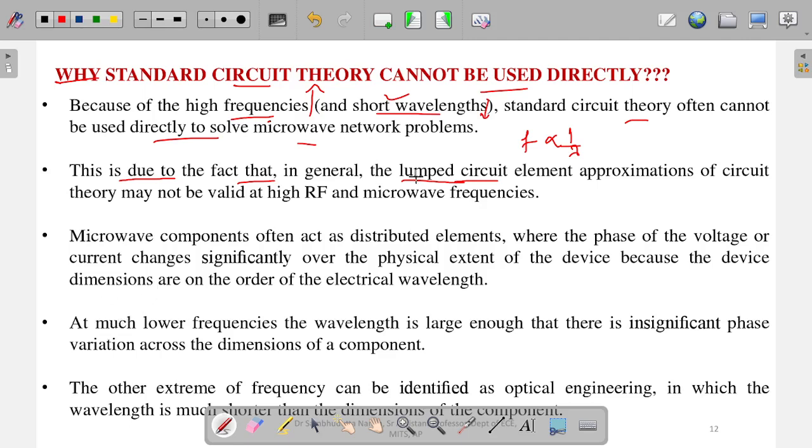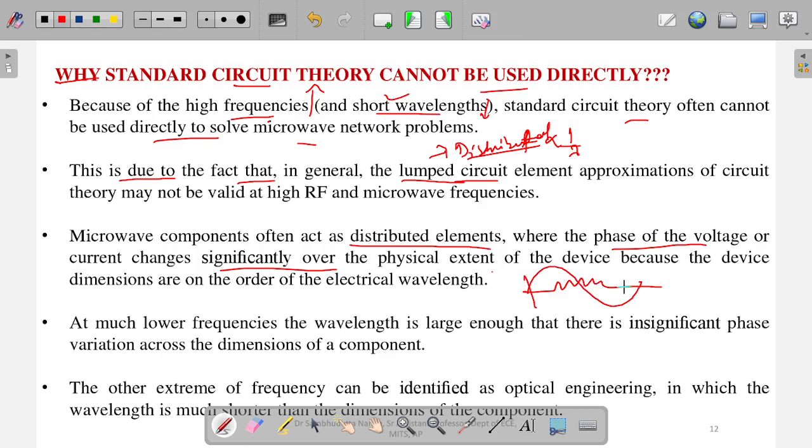In microwave, instead of lumped elements we use distributed elements. You might have learned about distributed elements in transmission lines also. Microwave components often act as distributed elements, as I have told now, where the phase of the voltage and current changes significantly over the physical extent. That means, let's say there is a resistor. If you see in your labs, you will get a similar size of resistor as well. If the frequency is high and the wavelength short, say if the frequency is in gigahertz, then the wavelength will be this much of length.